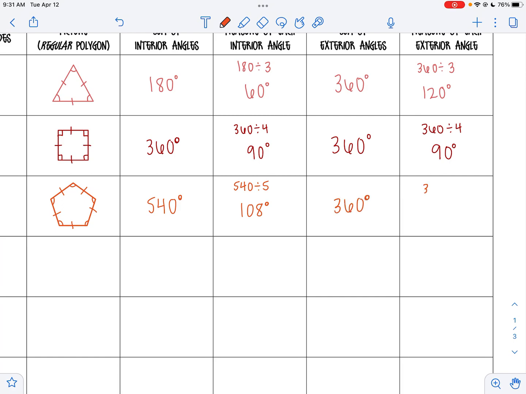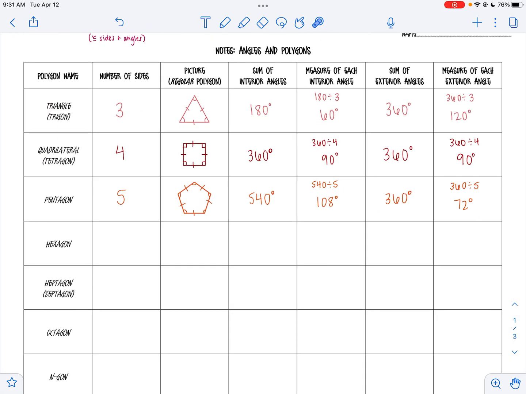And then to find one exterior, 360 divided by 5, well, that would be 72 degrees. So as we notice, this number is getting bigger. So the interior angles are getting bigger. So each interior angle is increasing, right? The exterior angles are staying the same. Therefore, each exterior angle is decreasing, getting a little bit smaller.